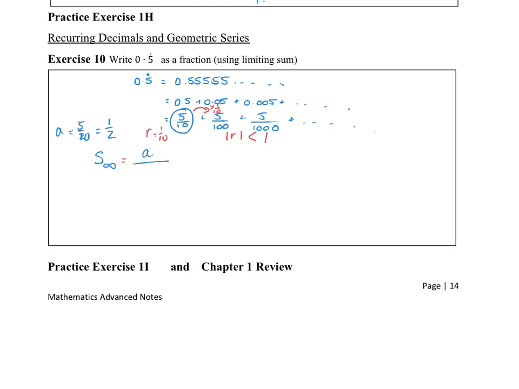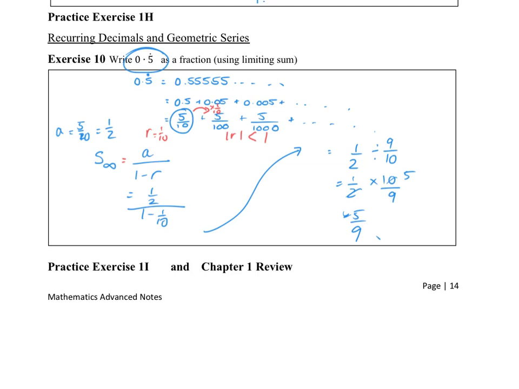So it's a over 1 minus r, which is 1/2 over 1 minus a tenth. Which is a half, divided by 1 minus a tenth, which is 9/10, which is a half times 10 over 9, which happens to be 2 into that goes 5, so I'm left with 5/9. So that's how you can change a repeating decimal into a fraction. It's pretty good, isn't it?